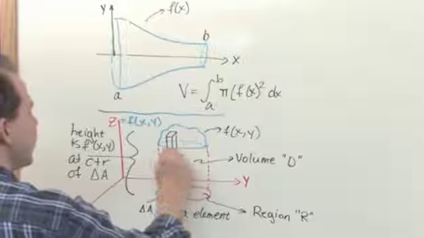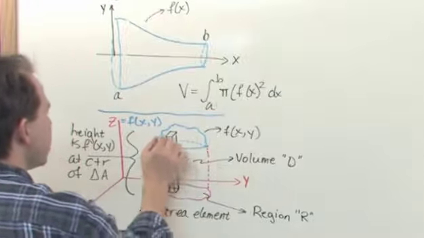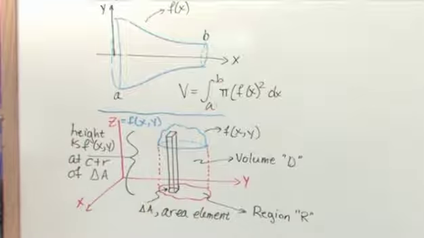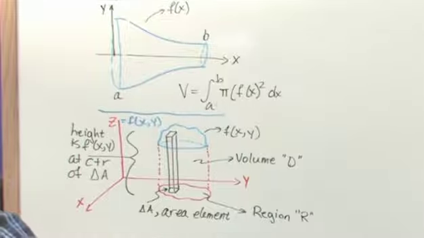And if we add all these things up, as the skyscraper moves around all over the place, and if you make them small enough, then you'll approximate this volume very well, and you'll calculate the volume of this region D, which is what we care about.